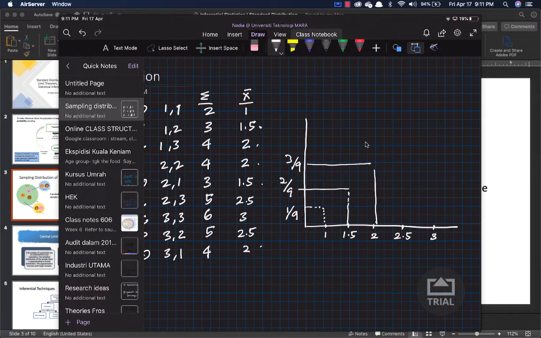Then 2.5 is 2 over 9 again. And what about 3? We have 1 over 9. If you see, there's a normal distribution there, a bell curve over there. So this is very important because after this, we're going to talk about the central limit theorem, and you can relate to this sampling distribution over here.